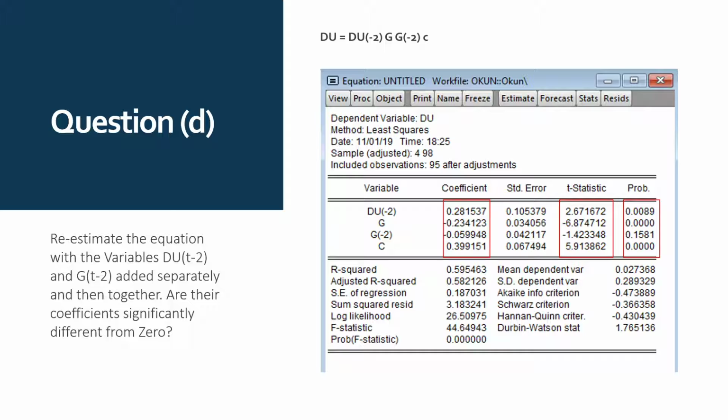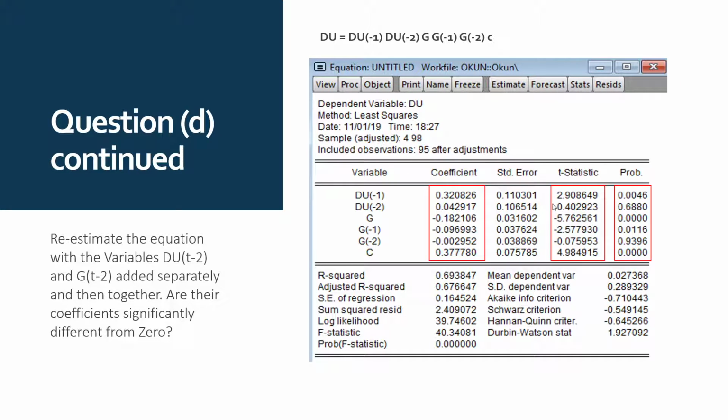And also we can look at our probability levels here, which show that our du minus 1 lag, our g, and our constant are all statistically significant at a 1% level, whereas our gross domestic product with 2 lags is not significant at even a 10% level.